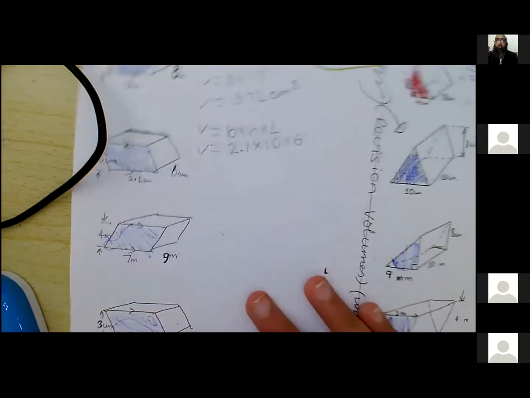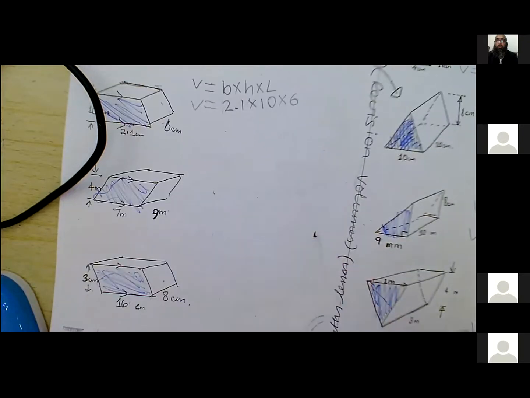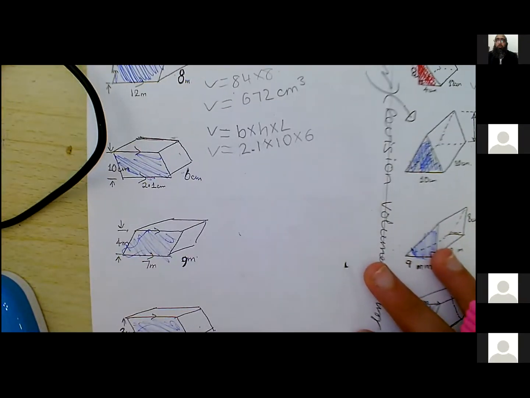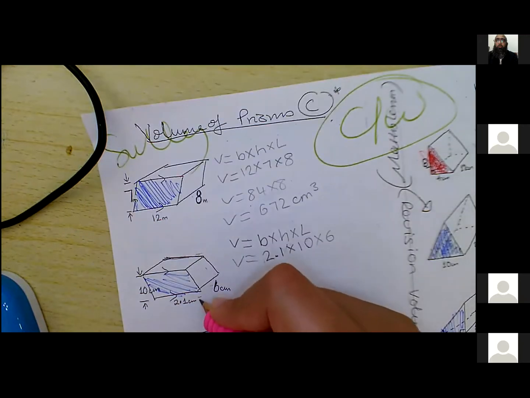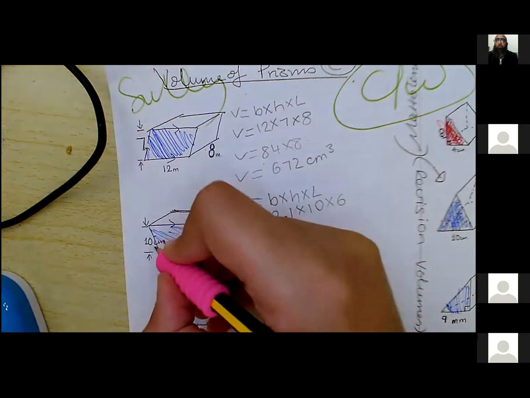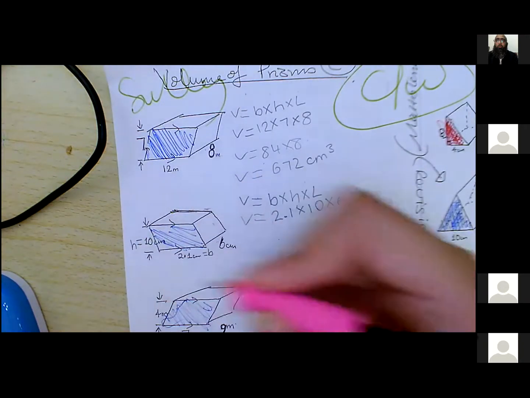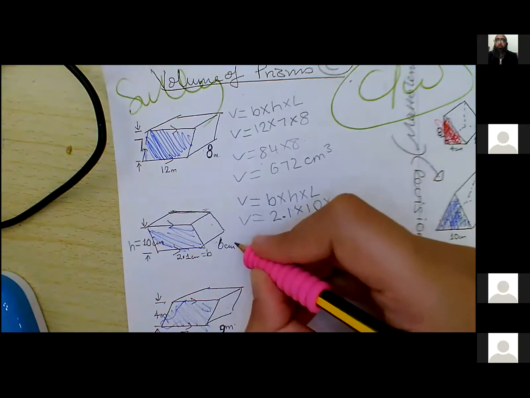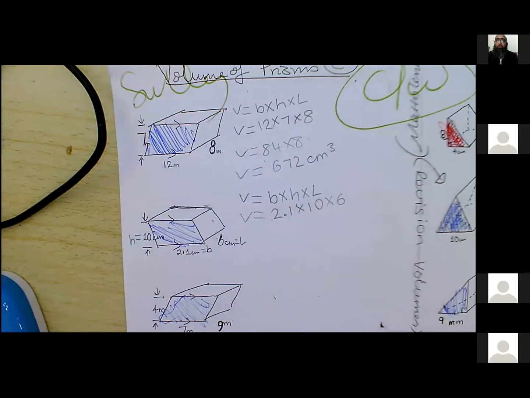So the B is 2.1, correct? Can you label it on the diagram? 2.1 equals B, label the diagram. Okay, can you label the 10 as H? H equals 10, please. There, that's it on that side. And label the 6 as the length, equals L. Okay, right, now let's work it out.